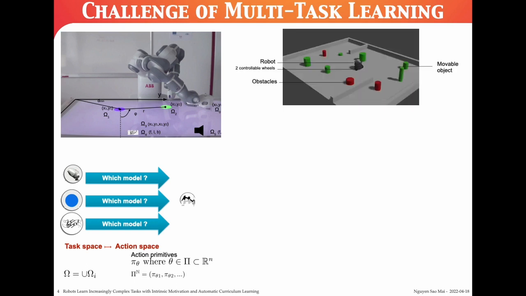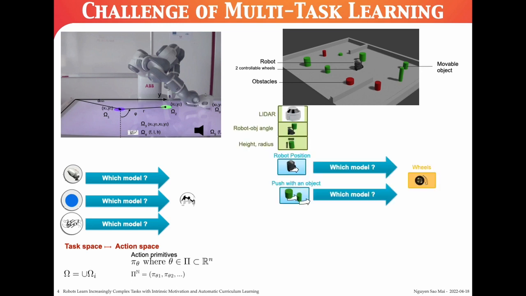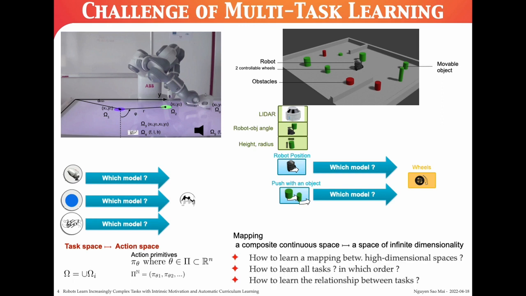In the second setup, we have the same kind of problem. We're learning from sensorimotor data to commands of wheels for the robot. So in both cases, we learn a mapping from a composite continuous space to a space of infinite dimensionality. And the question that I try to solve is how we can learn a mapping between high dimensional spaces, how we can learn all the tasks and in which order, and also how we learn the relationship between tasks so that we can reuse it to bootstrap the learning.